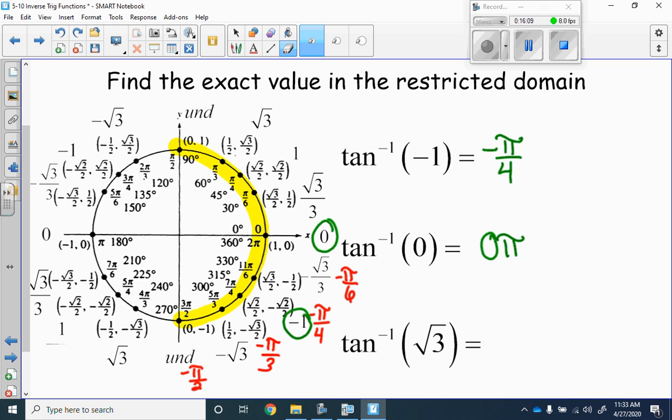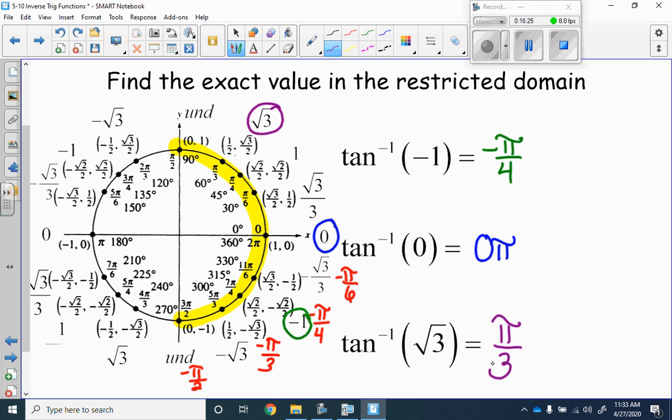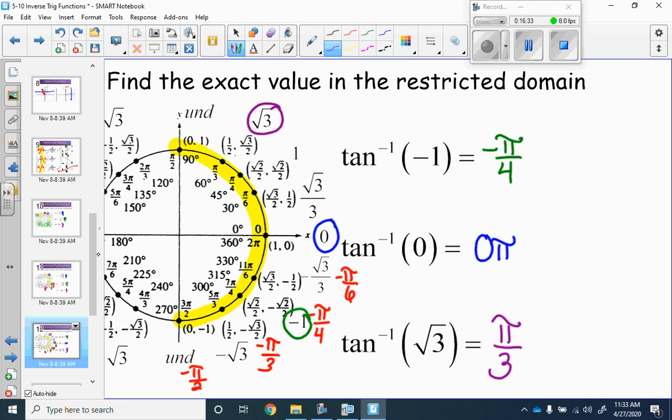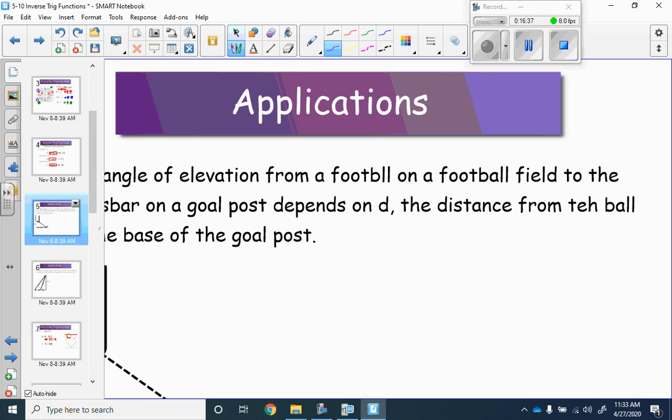Try and keep things color-coded here, so let me just put this one. And then inverse tangent of square root of 3. Here's the square root of 3. Now that's on the positive part here, and that would be pi over 3. So definitely getting a look at those, trying to work those out. We'll be taking a look at some compositions of those tomorrow.